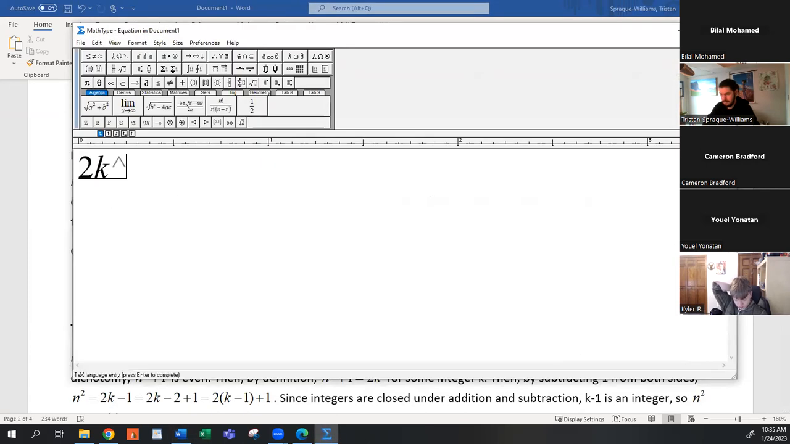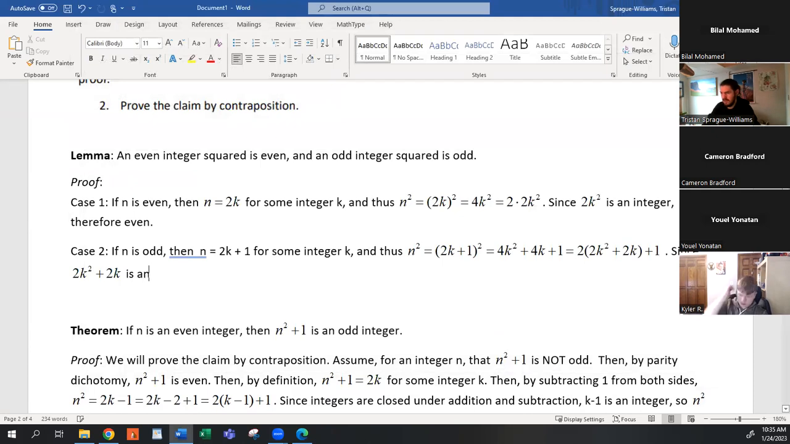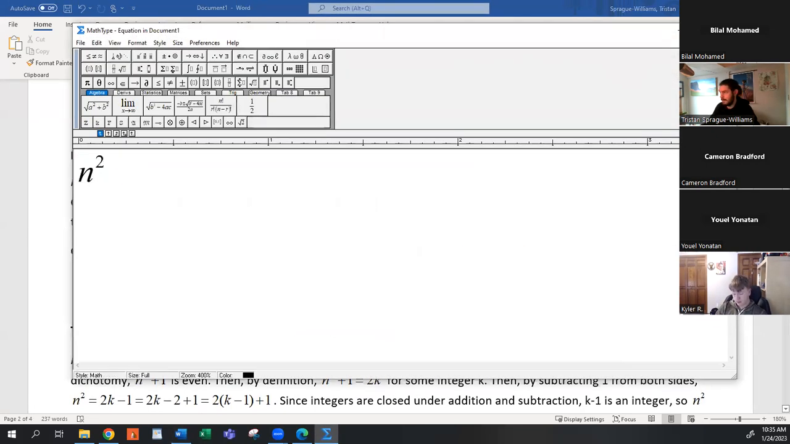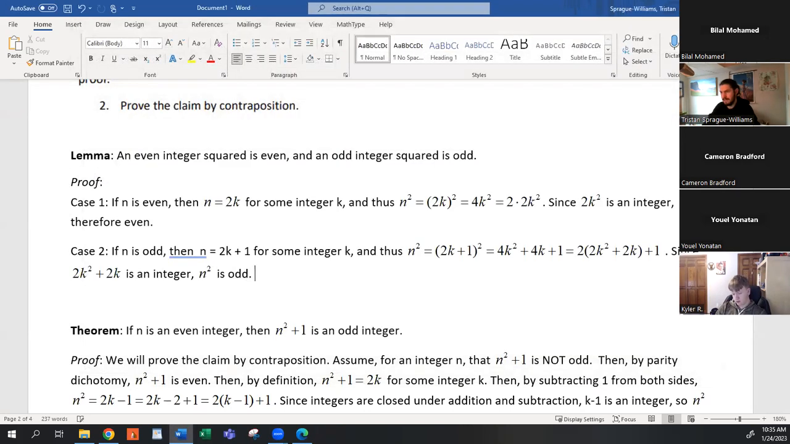since that little bit there is an integer, now we have n squared is odd. And that concludes that proof. I'll end with a little QED over on the right-hand side. It's kind of a traditional way to end a proof. It's a more old-fashioned way, but it's a way.